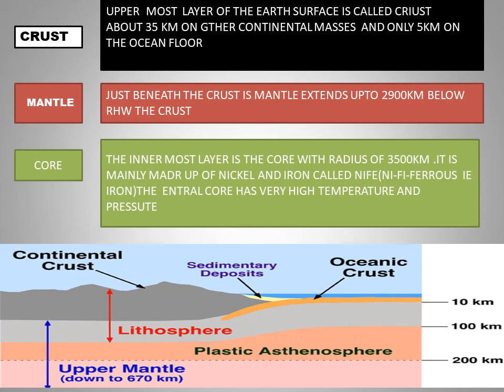The innermost layer of the earth is the core. Radius of the core is about 3,500 kilometers. It is mainly made up of nickel and iron, and it is called Nife. Ni plus Fe, this is Nife. So core is the innermost layer. Nickel and iron are also minerals. Iron is also known as ferrous. So continental crust means Sial, oceanic crust is Sima, and core means Nife.